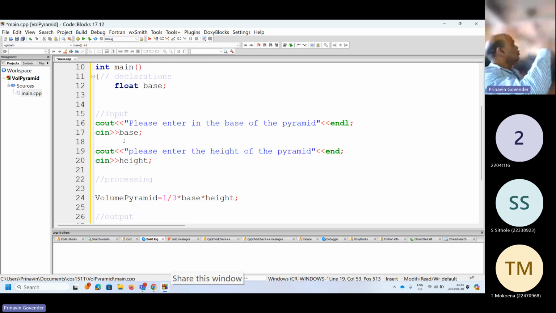Now we used a variable, but we did not declare it. So we got to go and declare it out here. Volume of pyramid takes on two floating values, base and height. I'm using that variable, but I forgot to declare it. So let me go and declare that.